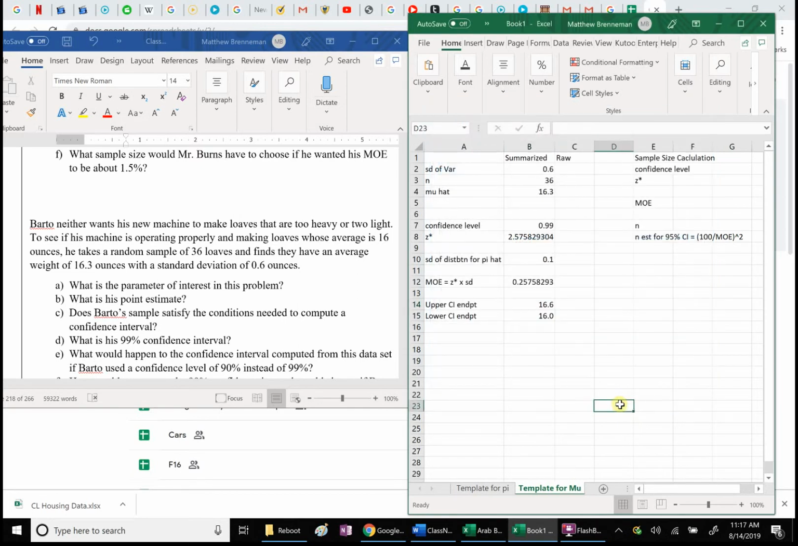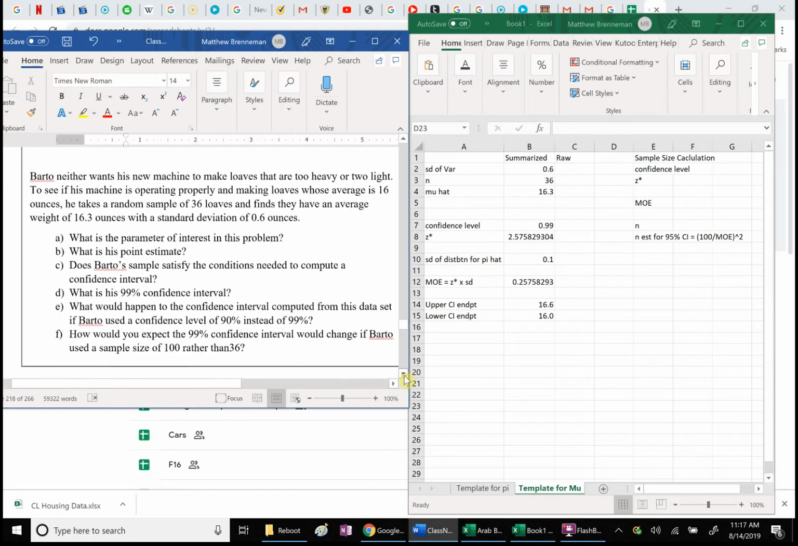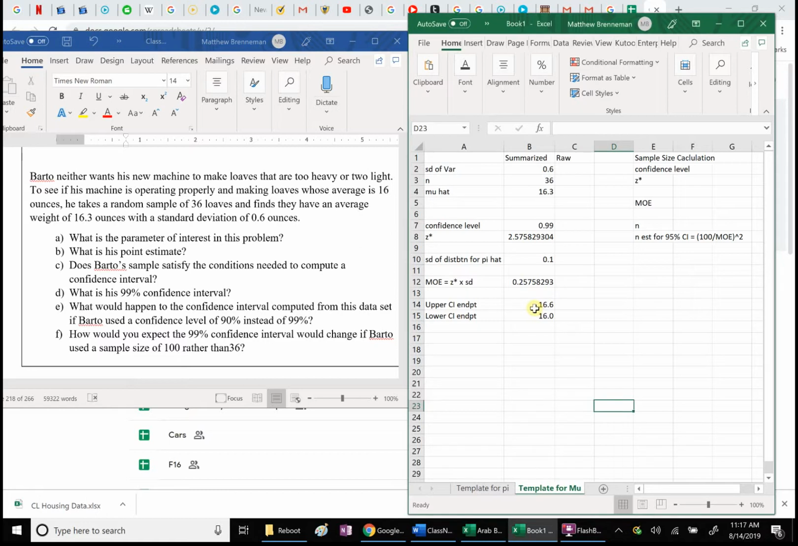So Bardo is 99% confident that the average loaves of the bread made are between 16.0 ounces and 16.6 ounces. Okay, now notice he should be concerned, right? He doesn't want the average being more than 16. So this is evidence that there's something going on, that the machine's not working properly, right?